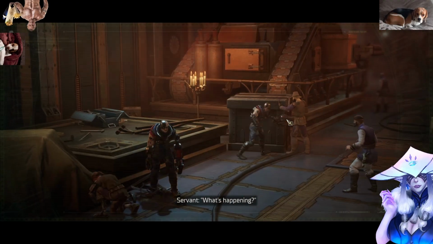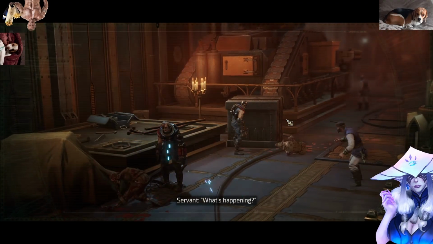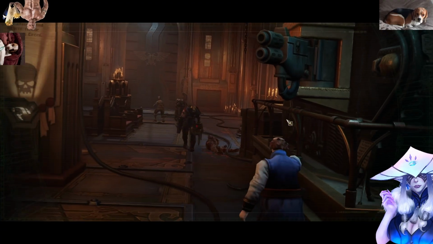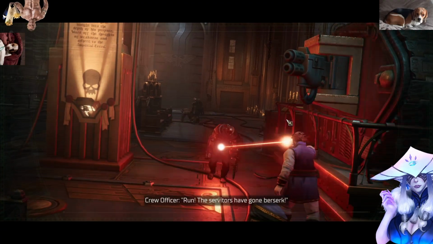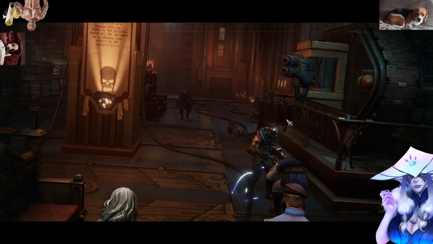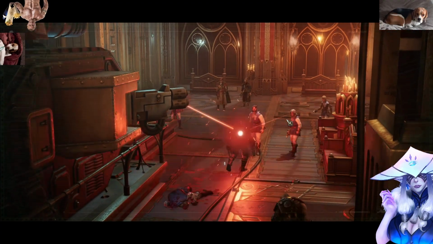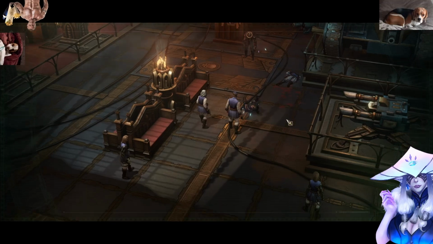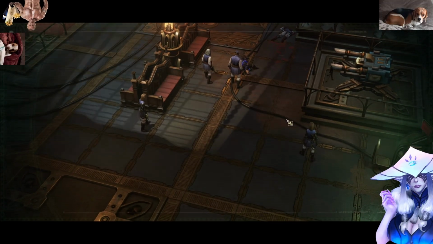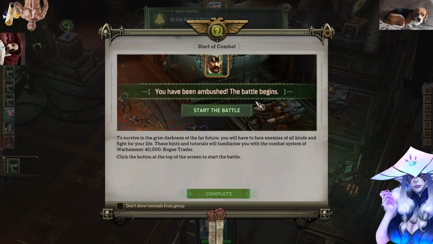What's happening? Run! The servitors have gone berserk! Berserk? Pew. I'll see you. We've been ambushed. To survive the grim darkness of the far future, you have to face enemies of all kinds and fight for your lives. These instant tutorials will familiarize you with the combat system of Warhammer 40k Rogue Trader. Click the button at the top of the screen to start the battle.